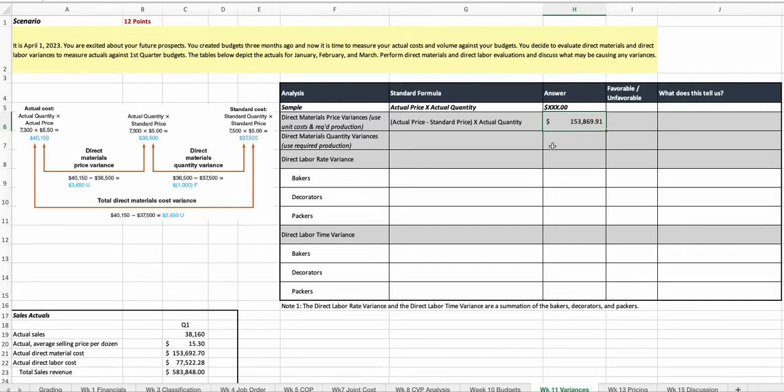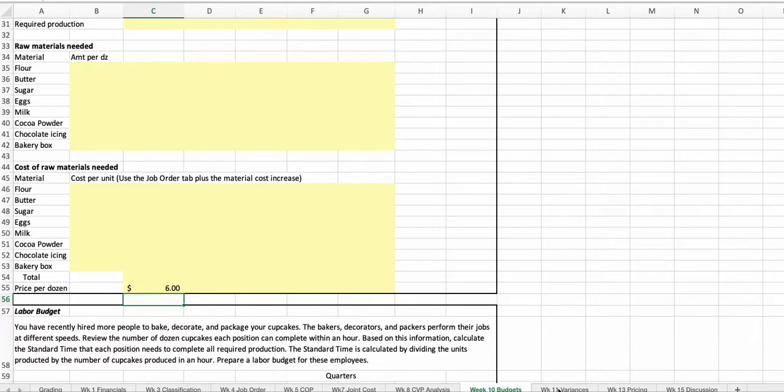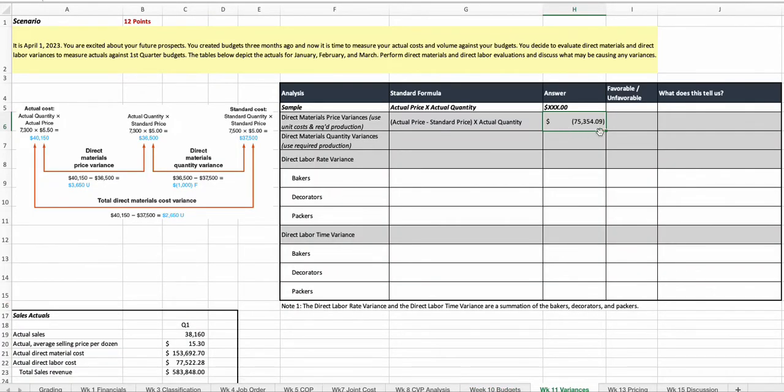Now, that doesn't feel right, does it? Mainly because I know that my actual price was a little lower than my standard. And that's because on my budget tab, I didn't enter a number. So I'm going to make up a number. I'm going to say that my price per dozen was $6 per unit. And again, I'm making that number up. So if it doesn't match what you have on your budget tab, then that's good. As I come back over, now I see that my answer is negative. So my actual price is lower than my standard price. Is that favorable or unfavorable? Well, it's favorable.